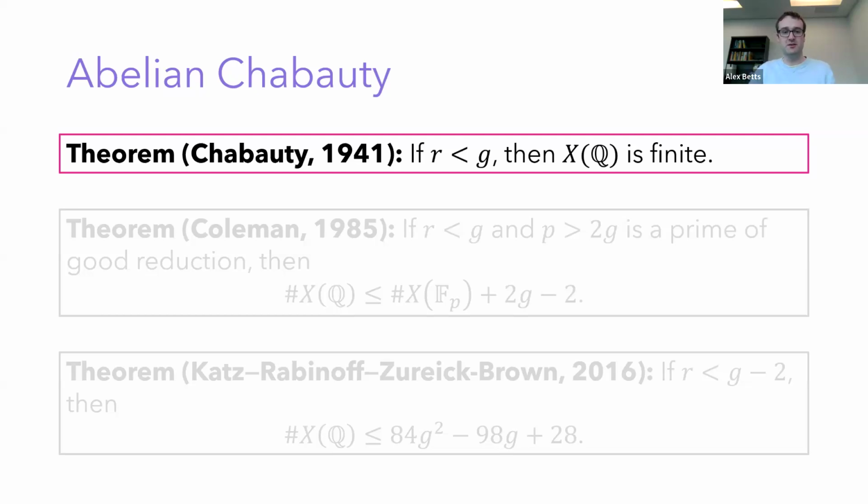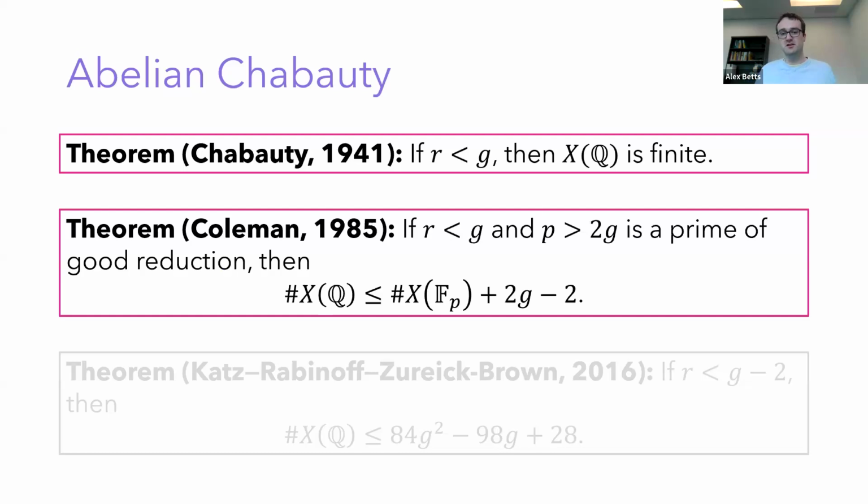And it was realized some 44 years later by Robert Coleman that you can make Chabauty's method effective and use it to actually say something about the set of rational points. So what Coleman proved is, in this same setup where the rank is less than the genus, if you take a prime of good reduction, which is at least 2g, then the number of rational points on your curve is bounded above by the number of F_p points plus 2g minus 2. This is a remarkable bound. When it applies, it usually gives you a very small bound on the number of rational points.